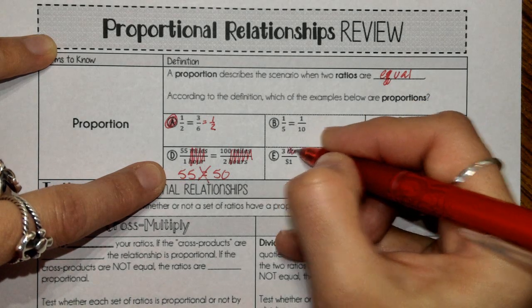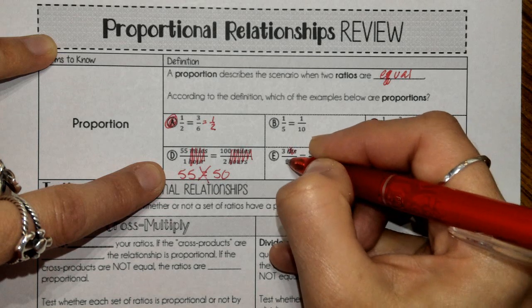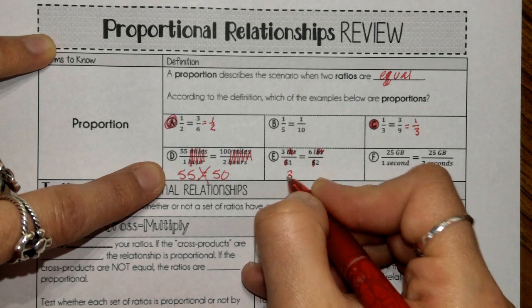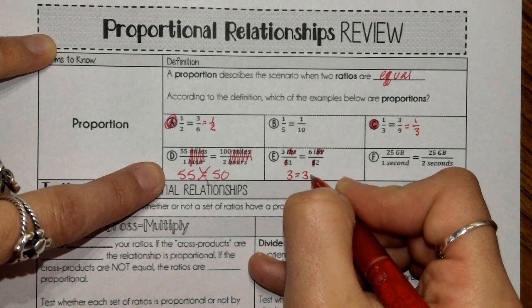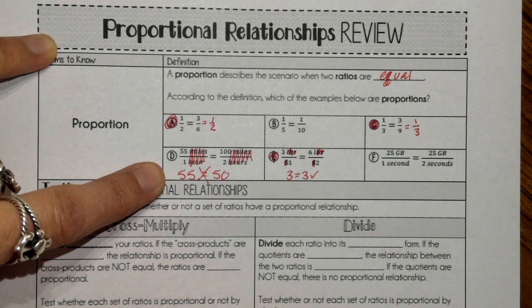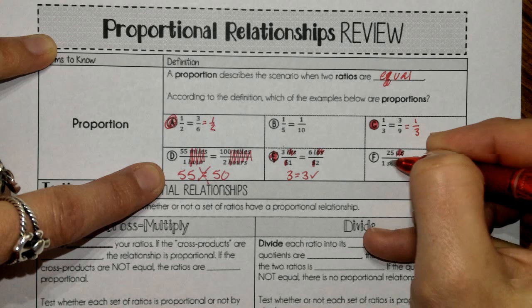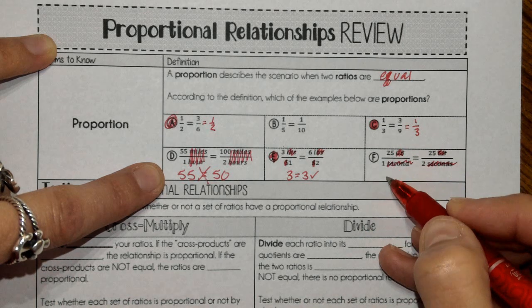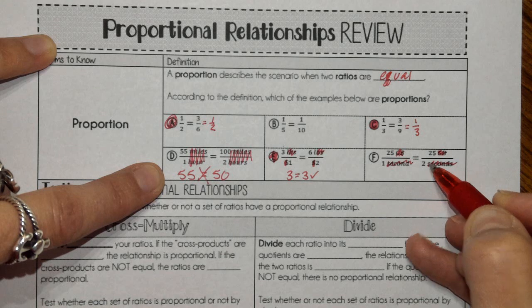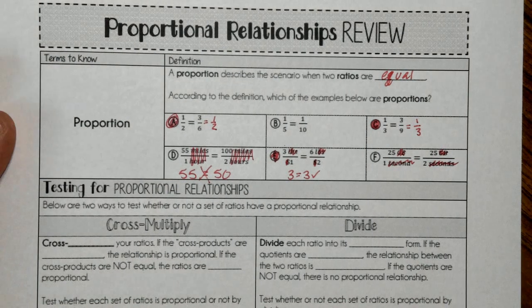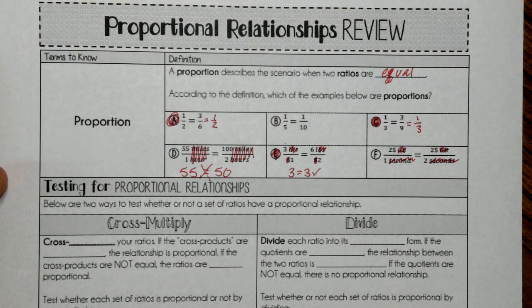Here again, we ignore the pounds, ignore the dollar sign. We have 3/1, which is going to give us 3. 6/2 is going to give us 3. So here's another set. Getting rid of the gigabytes and the seconds, this comes out to be 25. This comes out to be 12.5. So these ratios are not proportional either, or equal.